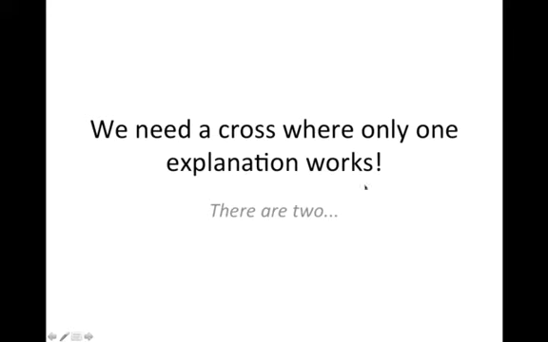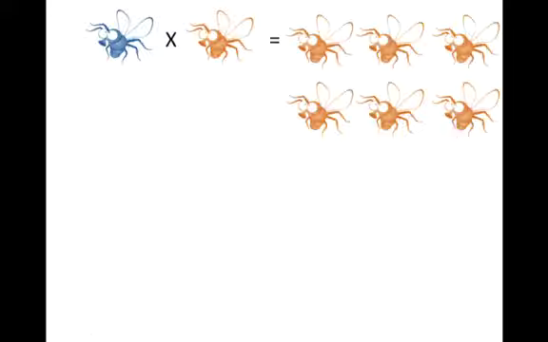So there are actually two different kinds of crosses, so we'll go through them one at a time. For the first way, let's think about a cross where we have blue crossed with orange giving us all orange. I've only drawn six here, but let's imagine it's a lot more. Let's imagine it's 30 flies. So we cross blue with orange, and we get 30 flies, all of them orange.